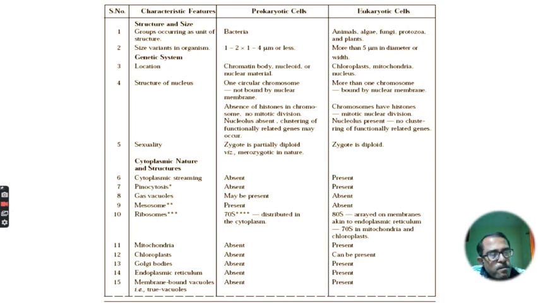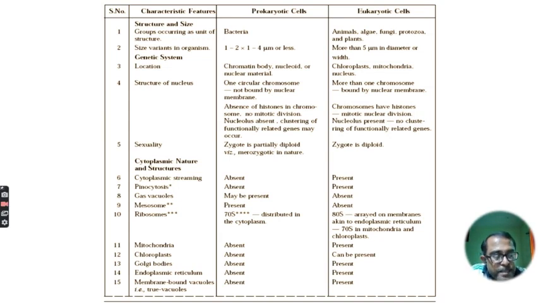Now in case of prokaryotic cell, there is no mitotic division. But in case of eukaryote, there is a mitotic nuclear division. In case of prokaryotic cell, there is absence of nucleolus. In case of eukaryotic cell, there is a presence of nucleolus.